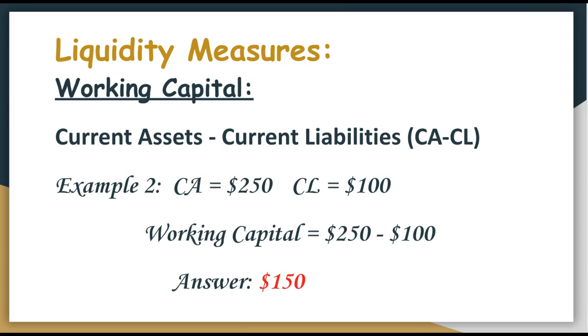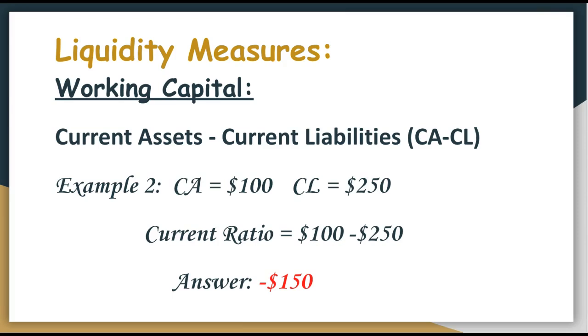And we can use that again. We want to use that number, because why calculate it if we don't use it? If our objective or goal is to actually have a higher working capital, we want more than $150. So we can establish that as one of our goals in our company or our business.